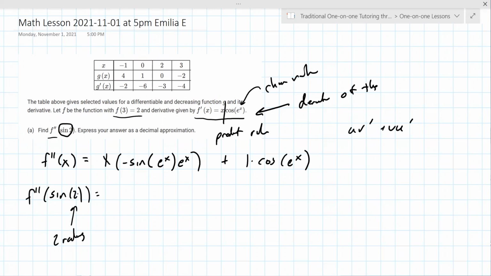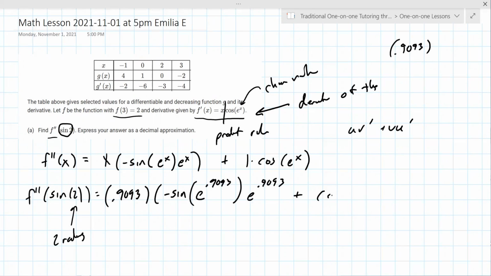So let me calculate that, because it's a little weird when you do it like that. 0.9093. So sine of 2 is 0.9093, and that's really what's going in for x. So it's 0.9093 times minus sine e to the 0.9093, plus cosine e to the 0.9093. Why 0.9093? That's the sine of 2.